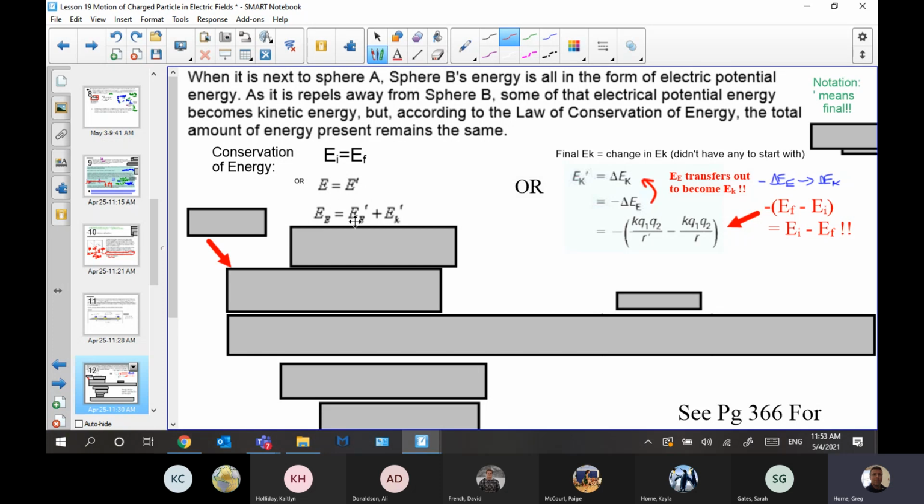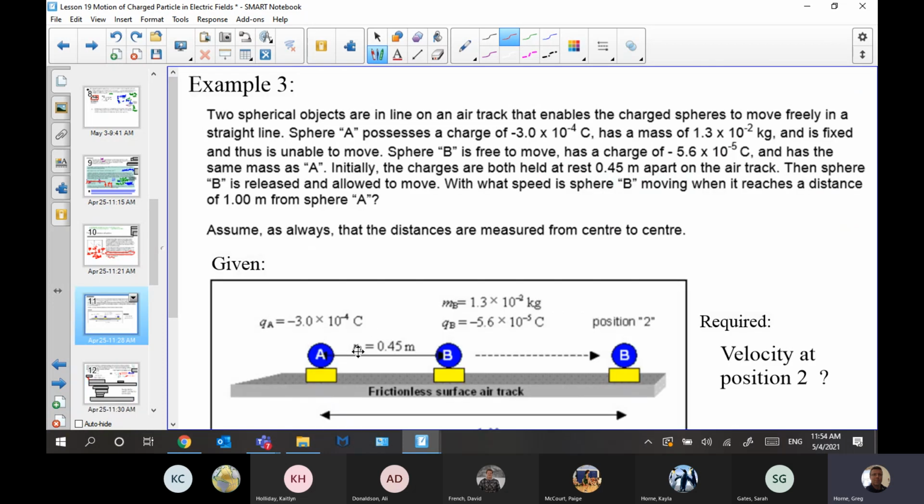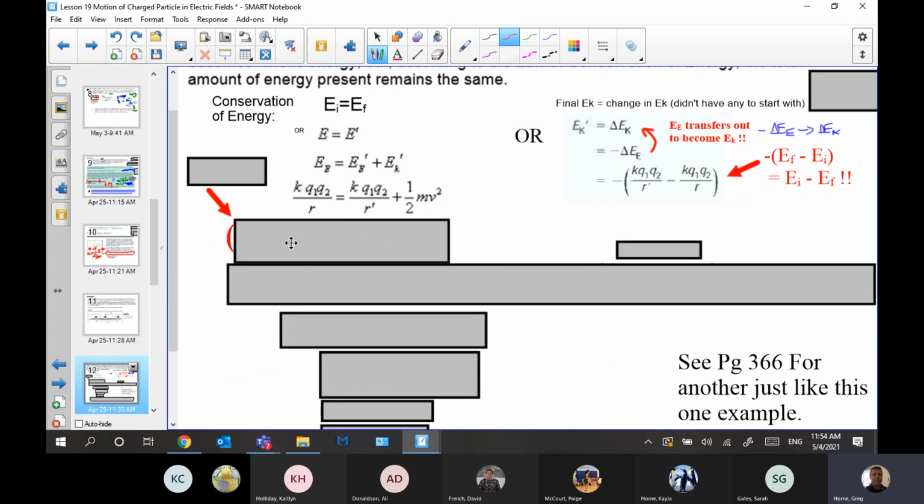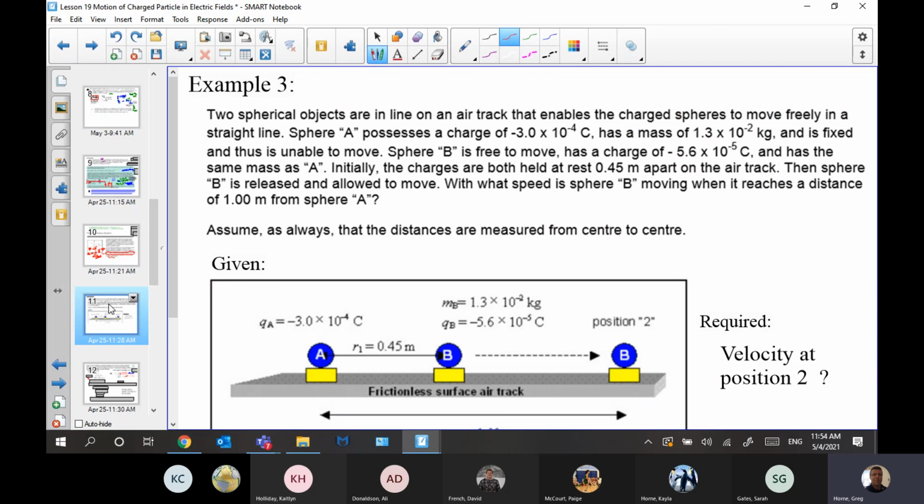We've got a final form of energy of electric potential and kinetic. The initial energy would be the potential energy based on the initial distance. So the initial distance was 0.45 meters. If they put the numbers in first, you would see a 0.45 on this side, right? The final position was the new position of 0.45 and then an extra distance out.